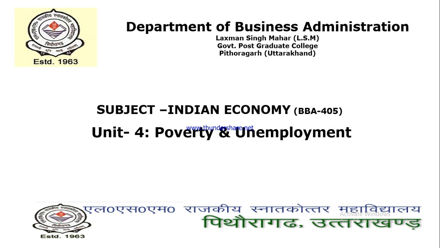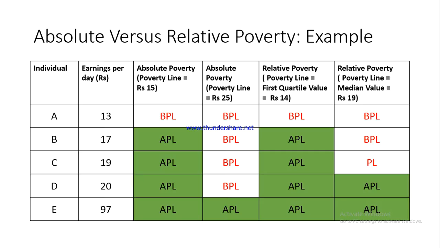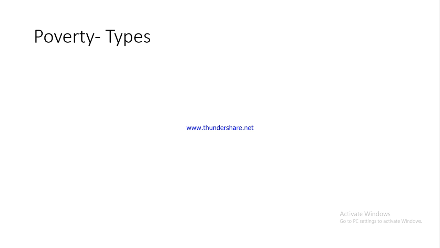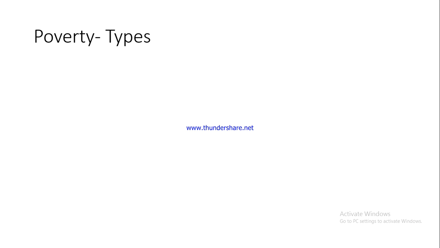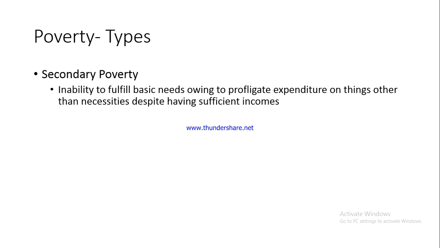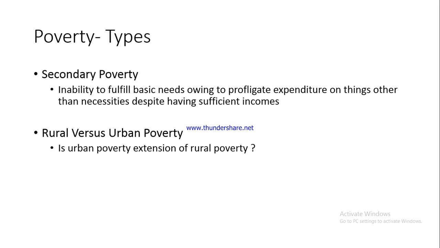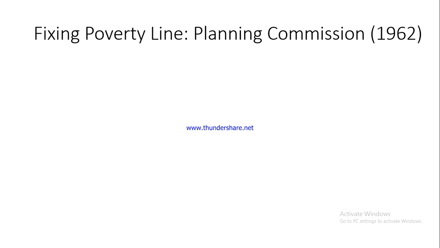Students, in Indian Economy Unit 4, we have discussed poverty. We talked about the different types of poverty. I gave you some numerical example to make you understand the difference between absolute and relative poverty. We talked about the other types of poverty like secondary poverty, and we also saw that many a times it is argued that urban poverty is nothing but an extension of rural poverty.